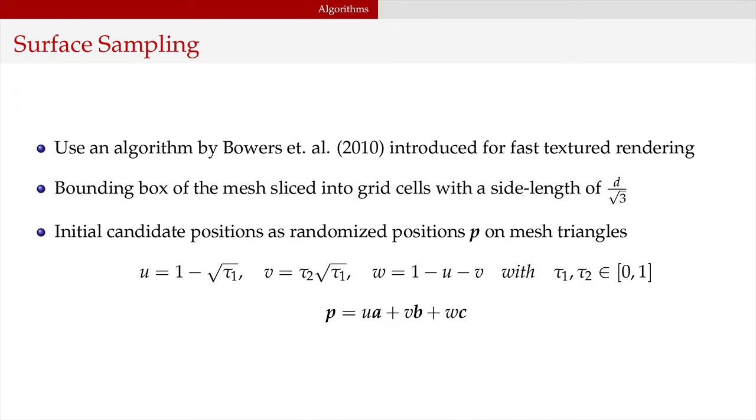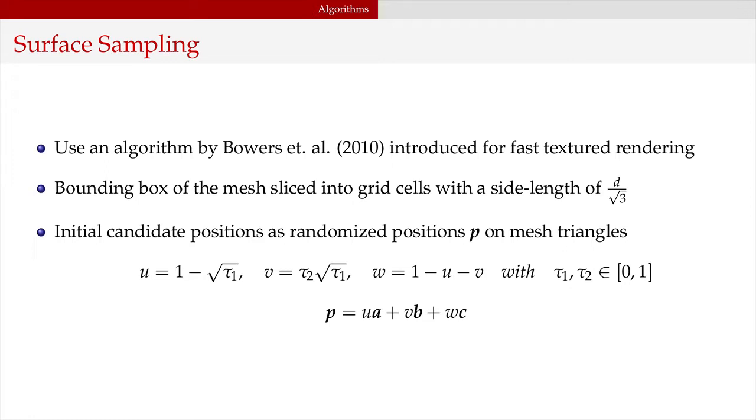For the surface sampling in Leaven, we use an algorithm originally introduced by Bowers et al., which they use for interactive textured rendering of 3D triangle meshes. This is a grid-based sampling technique. We take the bounding box of the mesh, which is the 3D rectangular box in which the mesh just fits in. We slice this box into grid cells with a side length of our minimum distance d divided by the square root of 3. So the diagonal of this cell is equal to d.